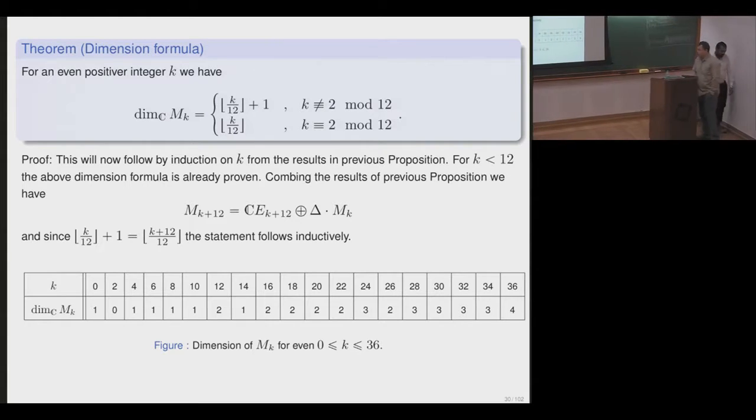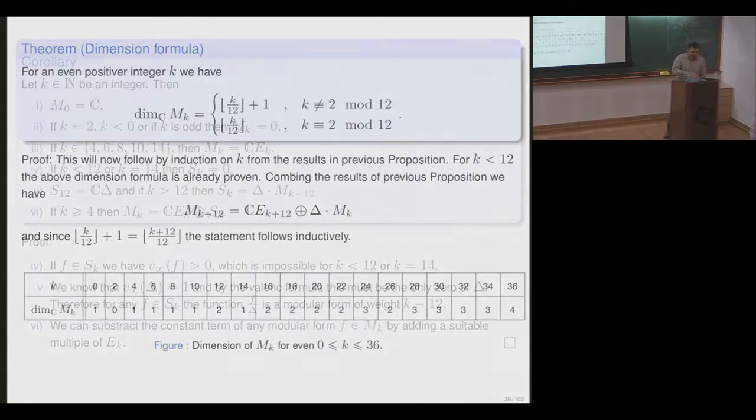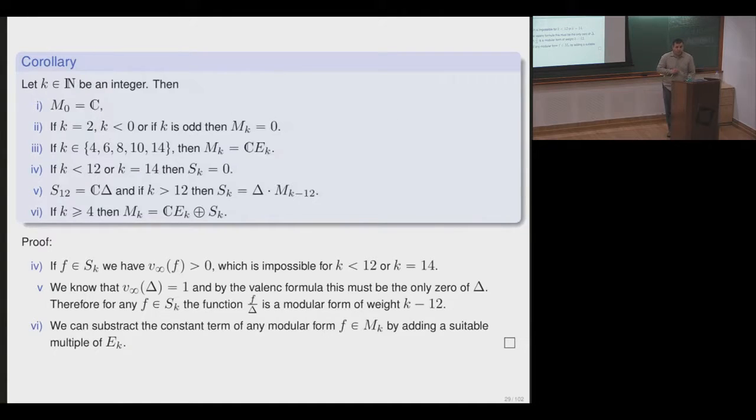So we had proven the last time this proposition, which was an immediate consequence of this valence formula, which stated that the sum over the zeros with an appropriate multiplicity equals k over 12.